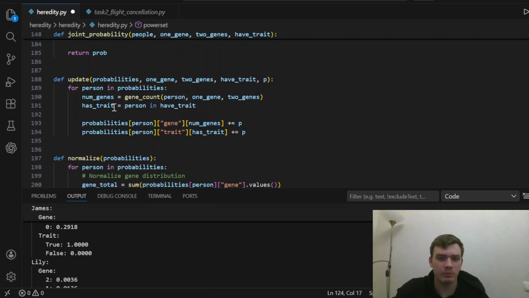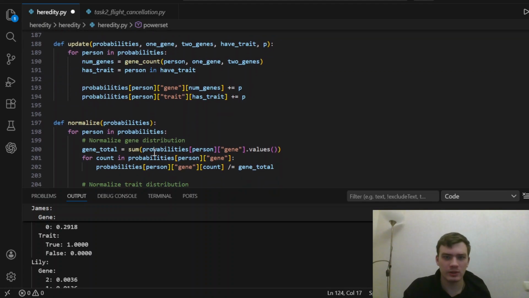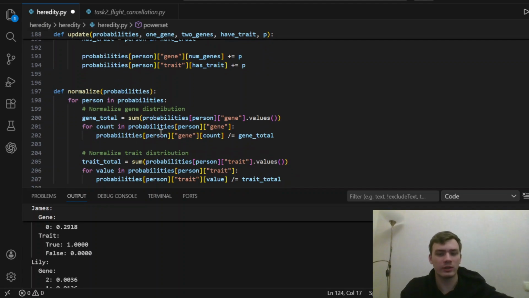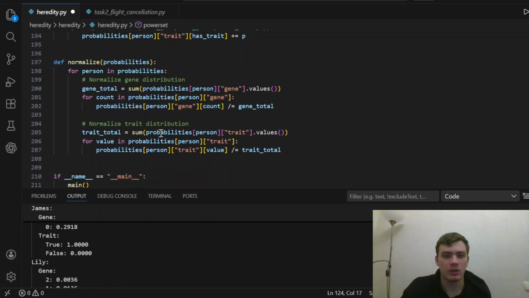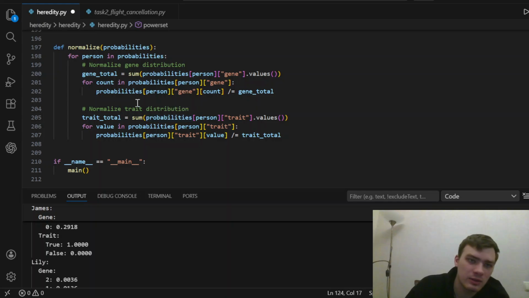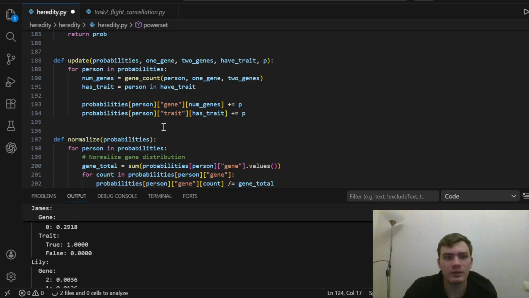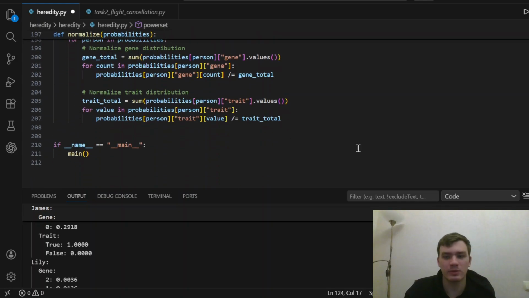So then the program loops over every possible combination: who has how many genes, who shows the trait, and for each combination it calls joint probability and adds the result to a running total in the update function. So here it adds and creates a sum for each probability, and in normalize we then calculate the 100%. Here the update function sums, normalizes, and calculates in percent.